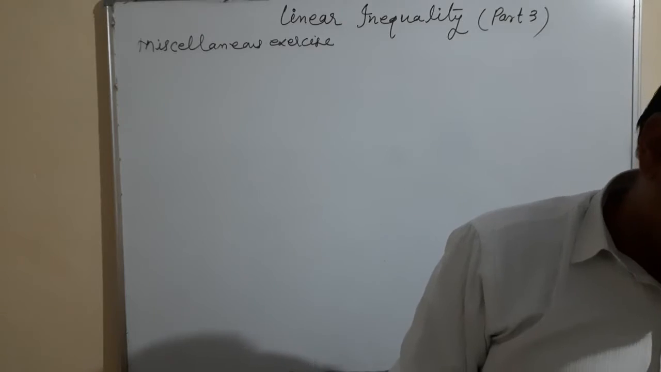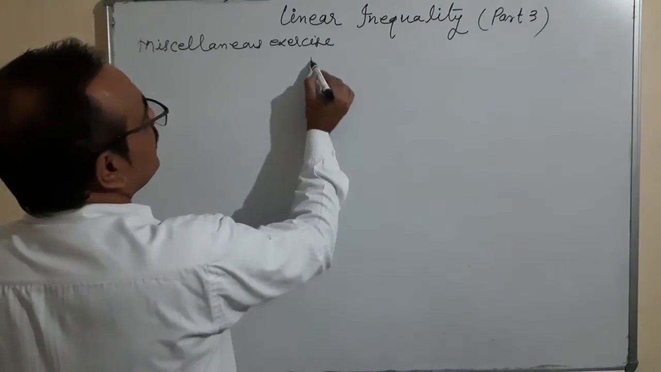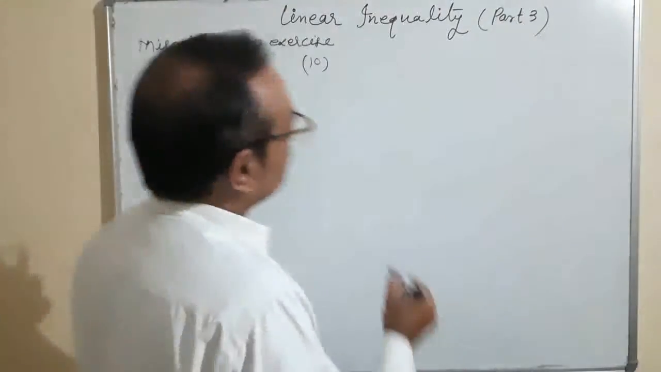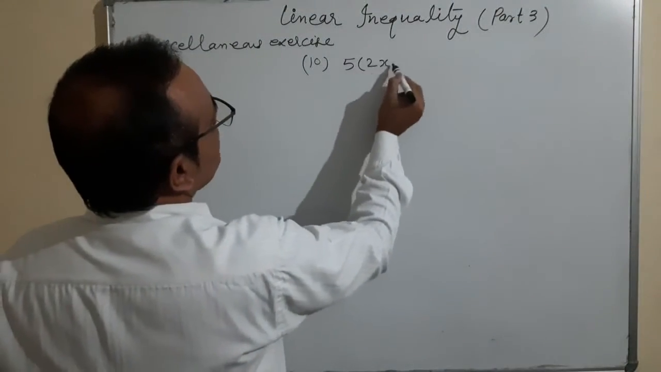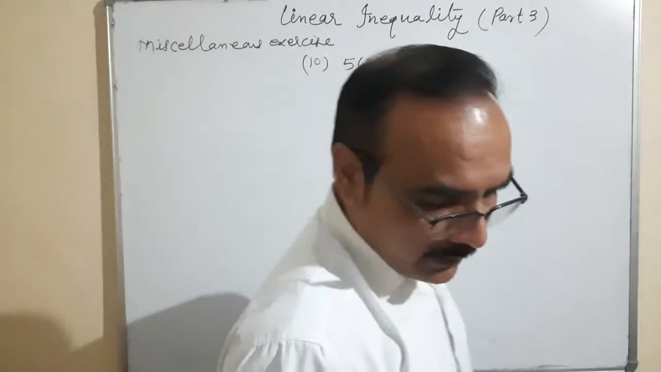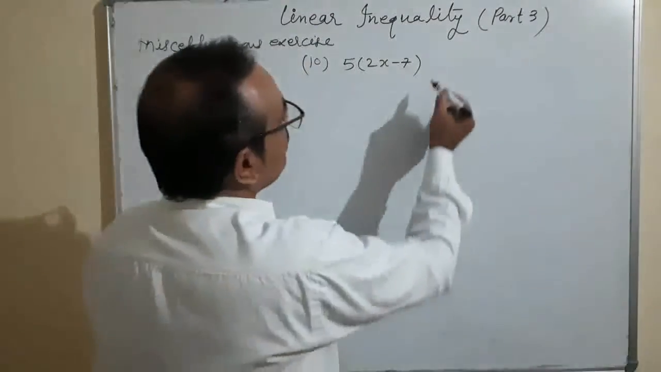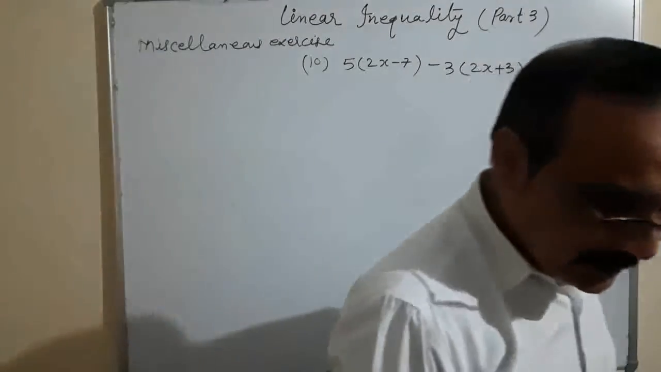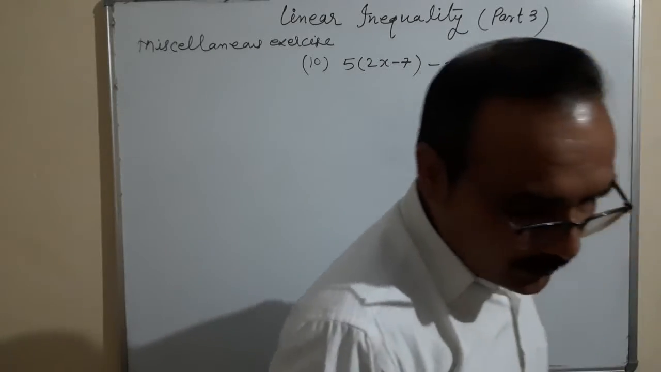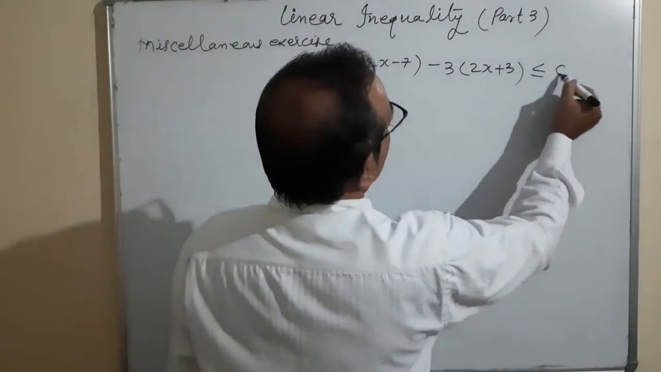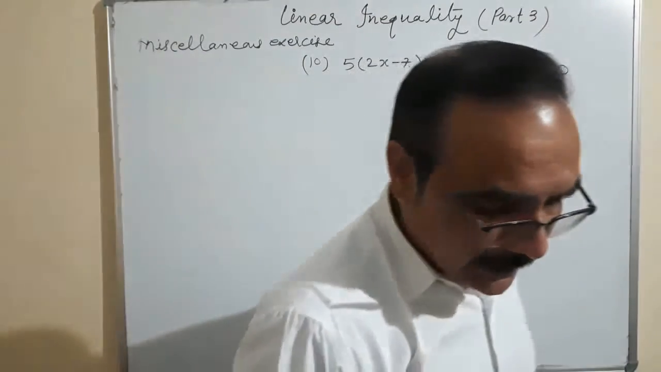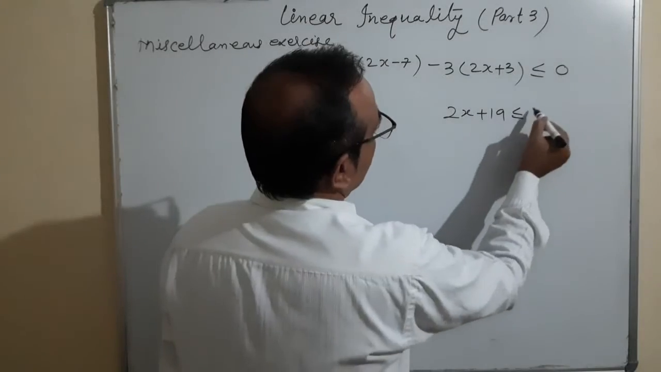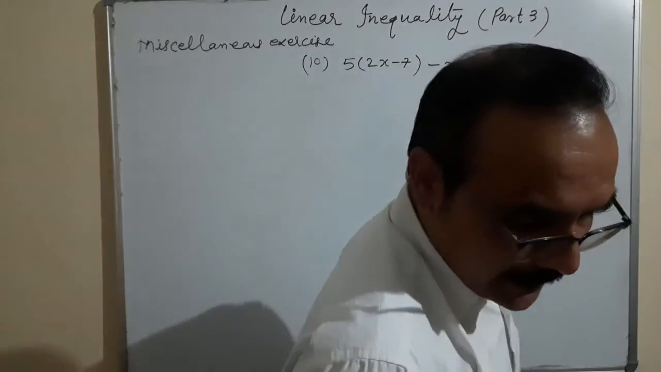One more question, number 10. The first inequality is 5(2x minus 7) minus 3(2x plus 3) is less than or equal to 0. And the second is 2x plus 19 is less than or equal to 6x plus 47.